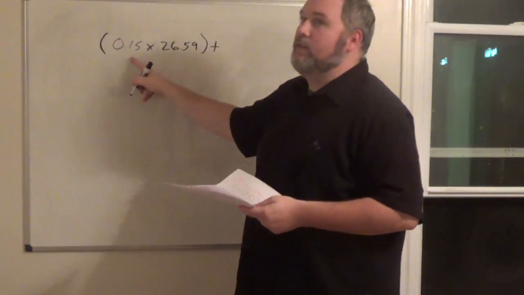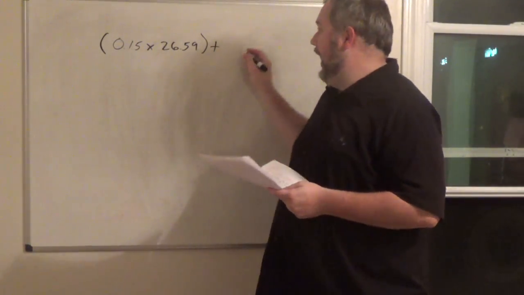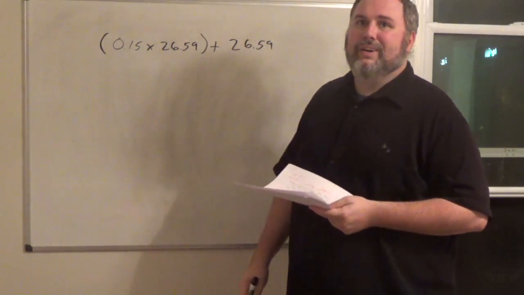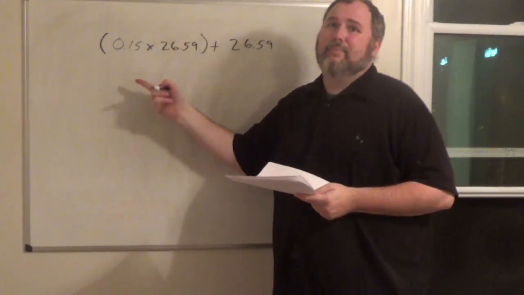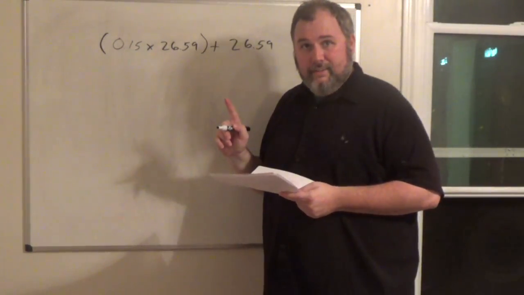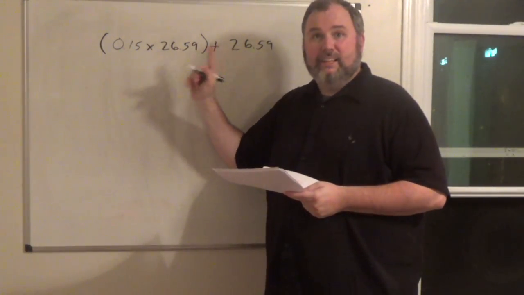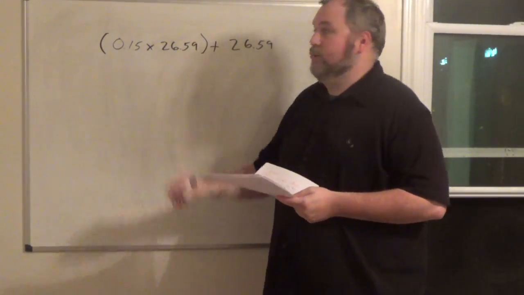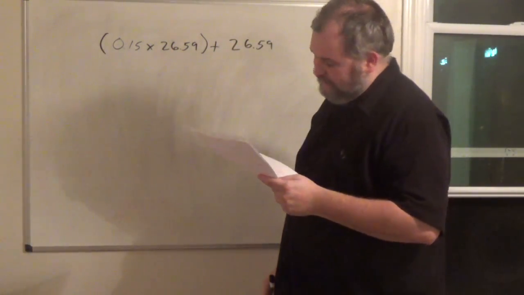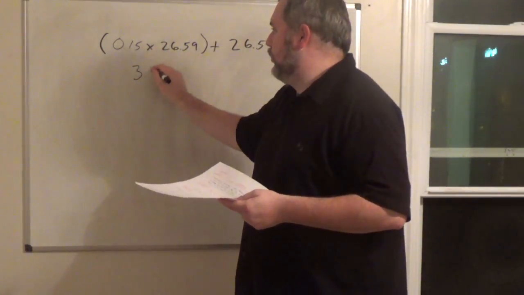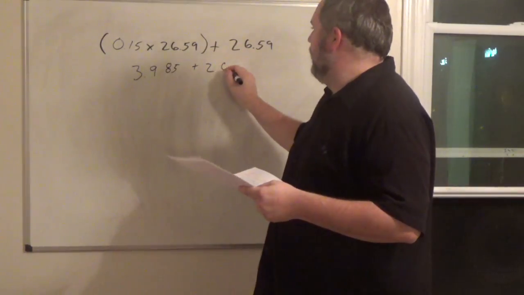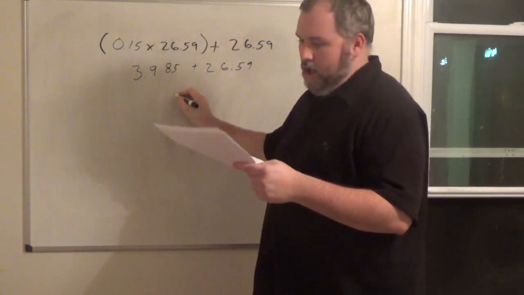And then whatever this physically is, we're going to add it to the original bill, and then we're going to solve for it. I'm going to be lazy. I'm going to plug all this in my calculator. Now make sure you do your parentheses. So 0.15 times 26.59. It gives you 3.9885. And we're going to add the 26.59 all together.